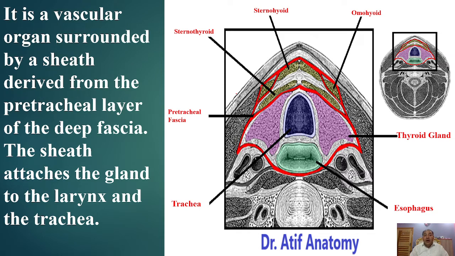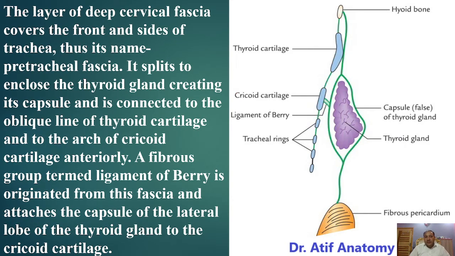It is a vascular organ surrounded by a sheet derived from the pretracheal layer of deep cervical fascia. The sheet attaches the gland to the larynx and trachea. We know that above is the larynx, and below is the trachea. The layer of deep cervical fascia covers the front and the side of the trachea. Thus, it is known as pretracheal. We know that pre means before, that is, the fascia in front of the trachea. Here we see that the pretracheal fascia splits into two parts and encloses the thyroid gland.